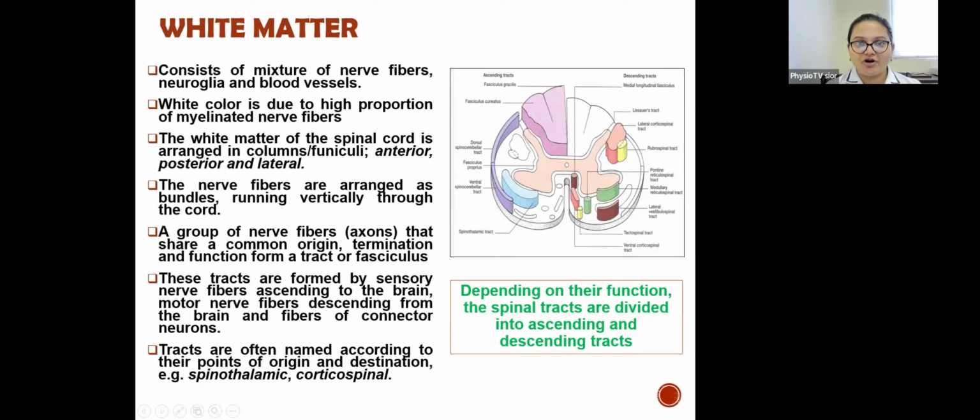Depending on their function, they are divided into ascending and descending tracts, which we already talked about. Ascending tracts are going to be sensory and descending tracts are going to be motor.